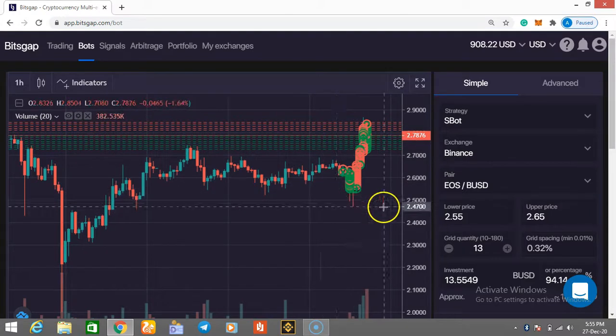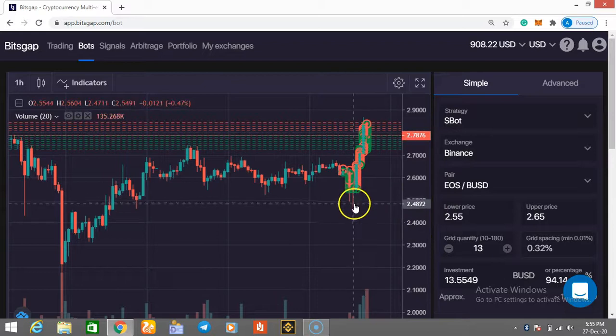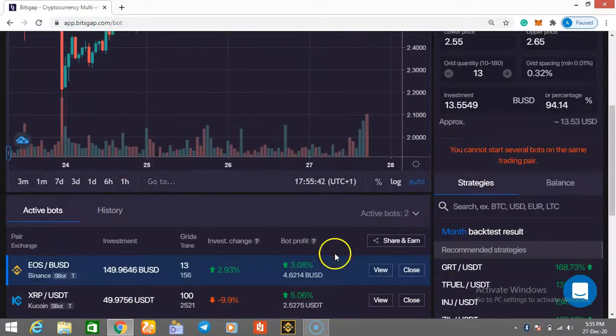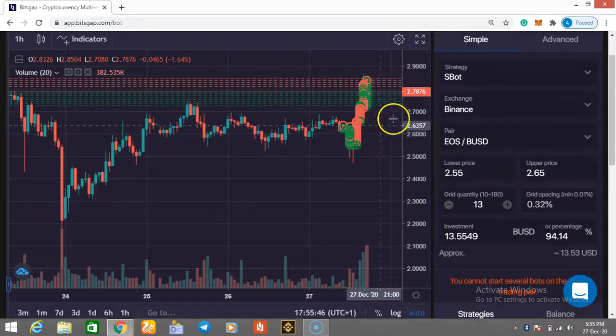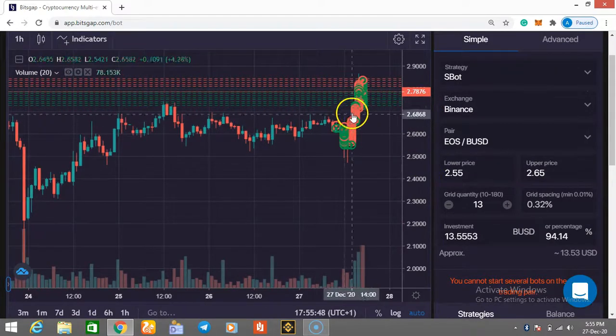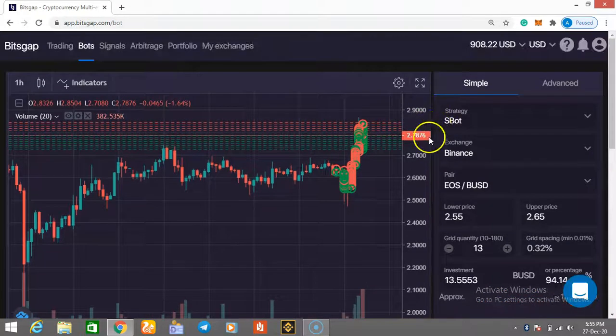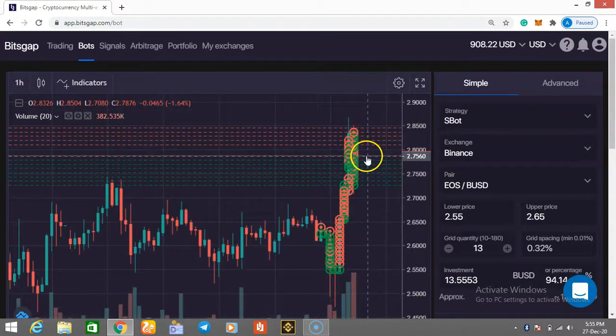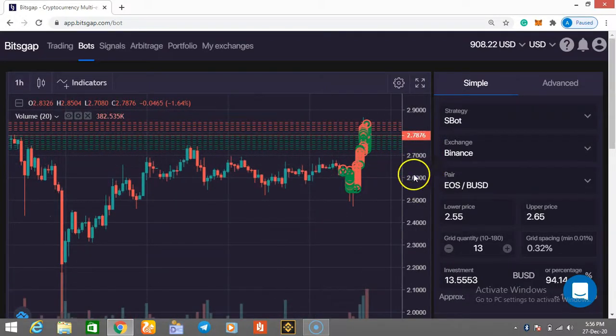I started the trade with my initial range of 2.5 and 2.62, but because I activated the trail option, as you can see here, this is the reason why it trailed the price up to this level. So wherever the price is going, the bot will keep following it using the same constant range.